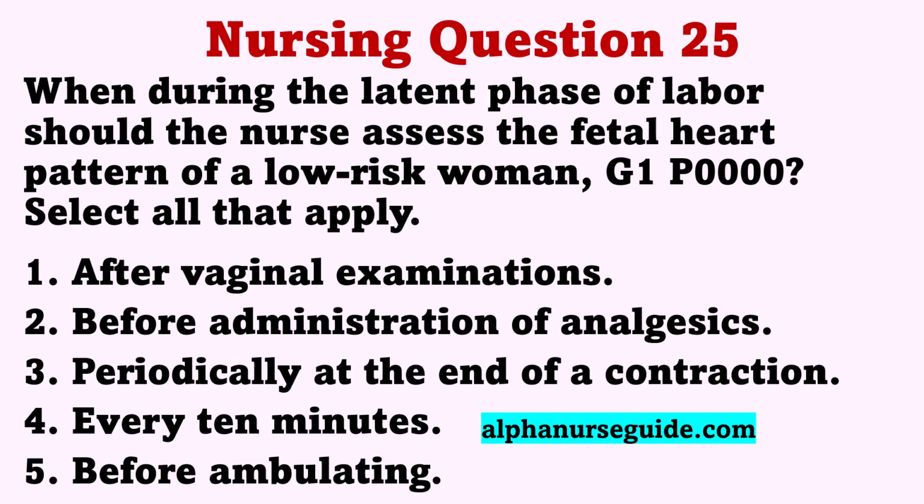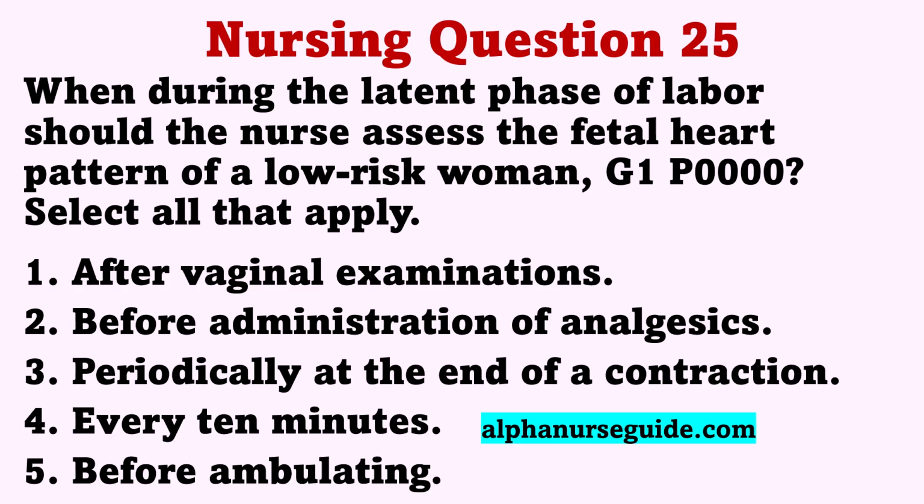When during the latent phase of labor should the nurse assess the fetal heart pattern of a low-risk woman, G1P0000? Select all that apply. 1. After vaginal examinations. 2. Before administration of analgesics. 3. Periodically at the end of a contraction. 4. Every 10 minutes. 5. Before ambulating.